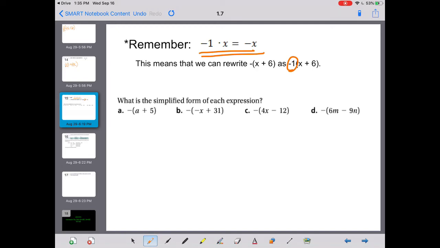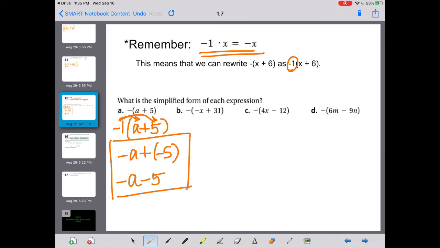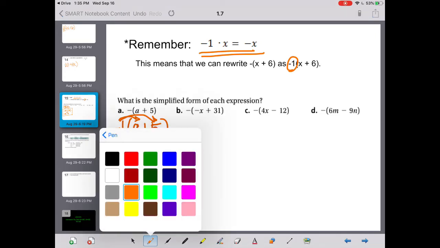Okay, so what is the simplified form of each expression? If I looked at a and remember that that's really like a -1 that I have to share, -1 times a gives me -a, and -1 times 5 gives me a -5. If you don't like having two symbols like that, adding a negative is the same as subtracting. So these would both be correct answers.